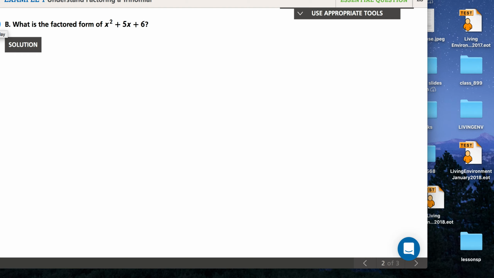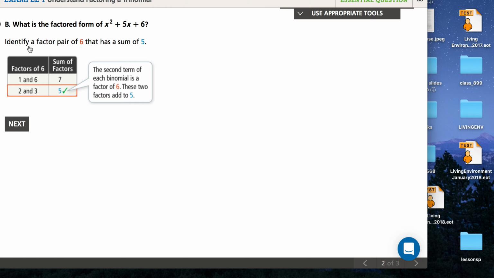Okay, now if we follow the first example, if you take a look here, the second term of the trinomial and the third term of the trinomial. Now, what factors give us 6? And what adds to 5? So we have to figure out the factors that give us 6 and the sum that gives us the second term, 5. Let's take a look at the table.